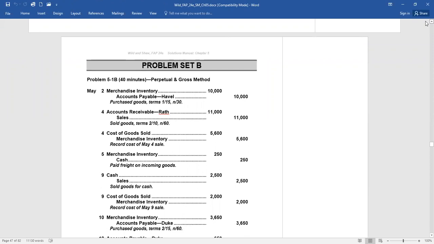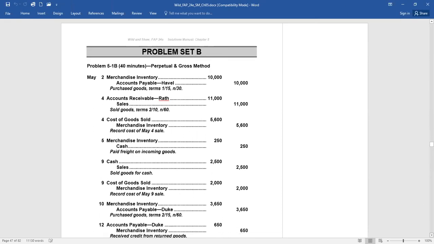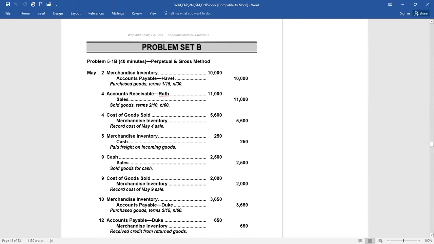On the 12th, the company returns $650 of the merchandise they just bought on the 10th from Duke. And when they return that, they debit accounts payable. Well, of course they do, because they haven't paid that $3,650 yet; they owe it to Duke from the 10th. So if they're returning any merchandise, they want to reduce the amount they owe to this supplier by $650. We also credit inventory. When we bought this inventory, we thought we would own it. But since we're returning it, we don't own that anymore. We must credit the inventory account.